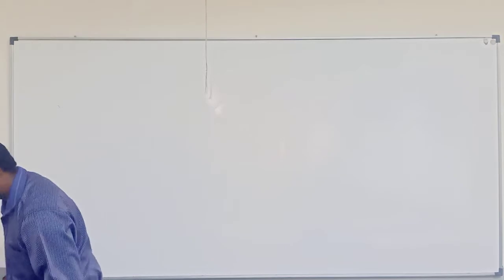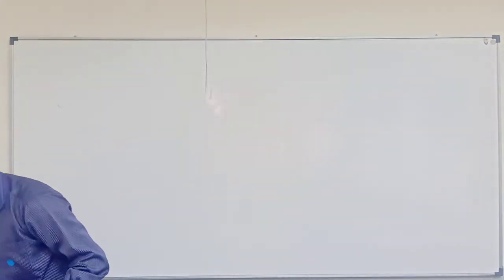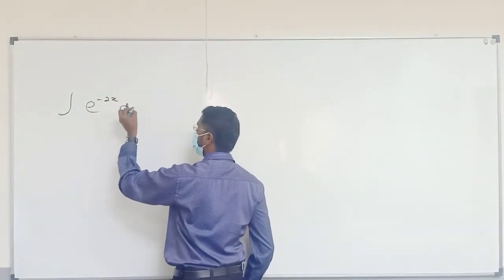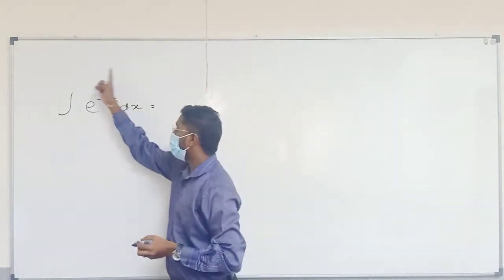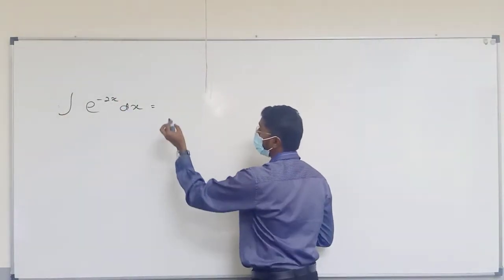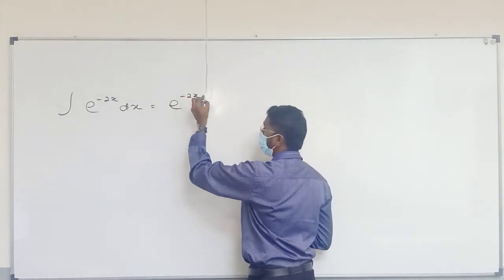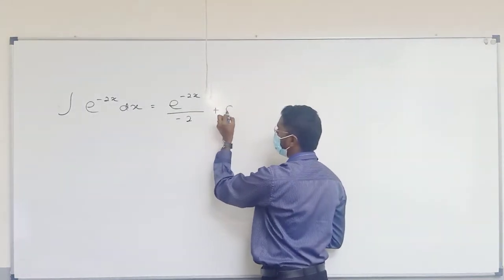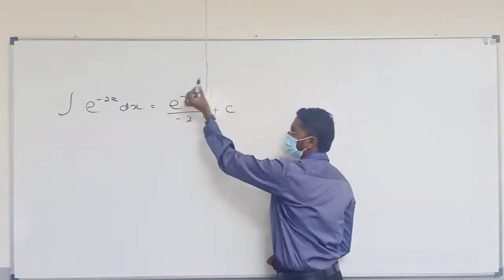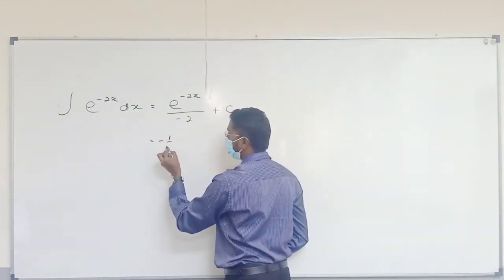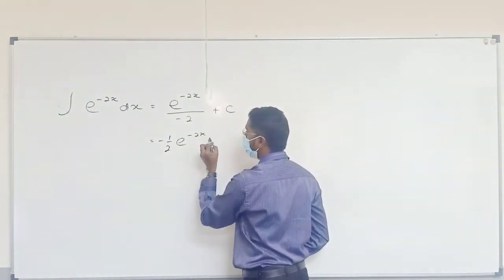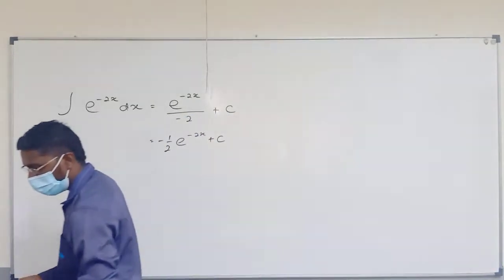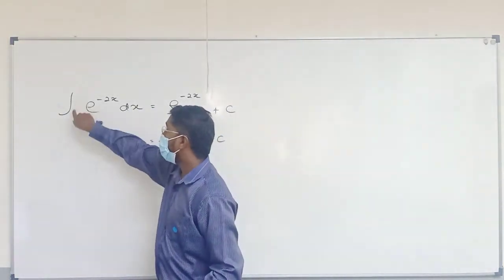Let's say I give you an example, the integral of e^(-2x) dx. The integral of this is going to be e^(-2x) divided by, if you differentiate this, you will get negative 2, plus c. Therefore, you can write it like this, or you can write negative 1 over 2 e^(-2x) plus c. It doesn't matter. This will be the indefinite integral.